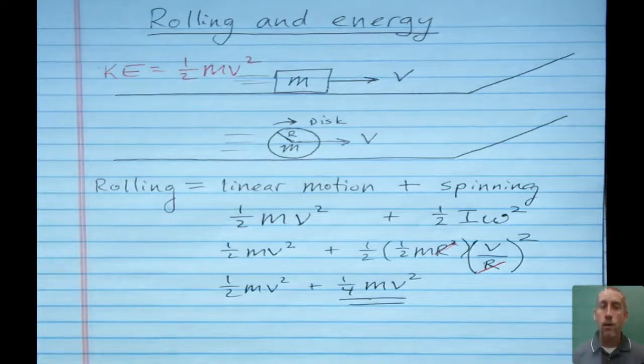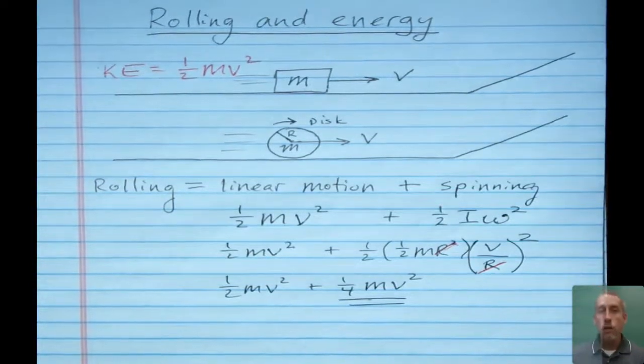Again, just to summarize, what we're doing is we're treating rolling as just a combination of forward motion without any spin plus spinning motion without any forward motion. And the two together give us exactly the same amount of kinetic energy as if we had analyzed all the little pieces and their individual kinetic energies. So hopefully that helps you when you approach your rolling problems, and good luck.